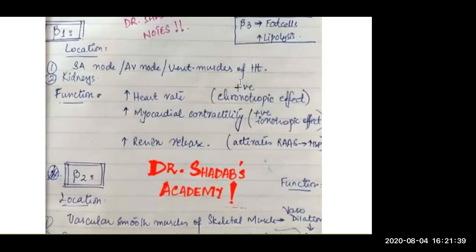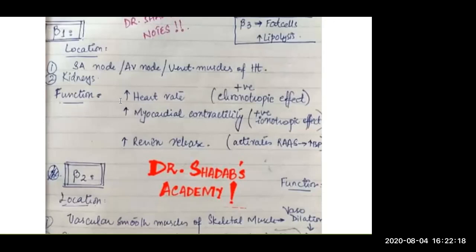So whenever we say positive chrono, positive ino, or positive dromo, it means all of these things are increasing. But when we say negative, it means that all these things are inhibiting. So just grab this concept. Another way to remember is, usually people mix chrono with contractility. Just keep it that way, that you're not supposed to make the two C's meet with each other. Keep them separate. So chrono is not for contractility, it is for rate, and ino is for contractility.